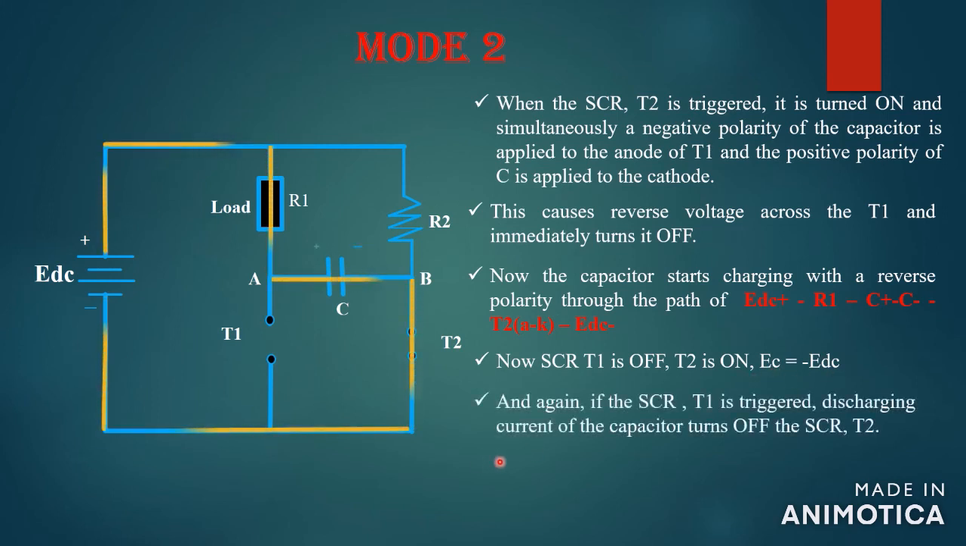So now if we again trigger this thyristor T1, the capacitor voltage gets applied across the conducting thyristor T2, and T2 will get turned off. So this process is cyclic in nature, and it will get repeated.